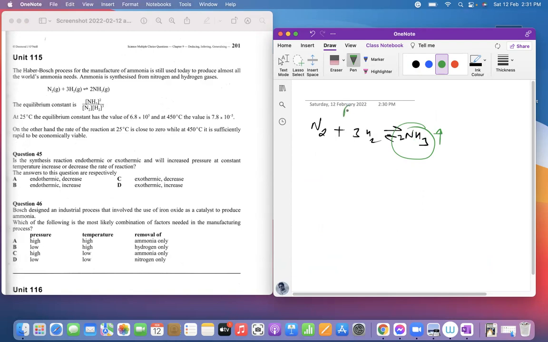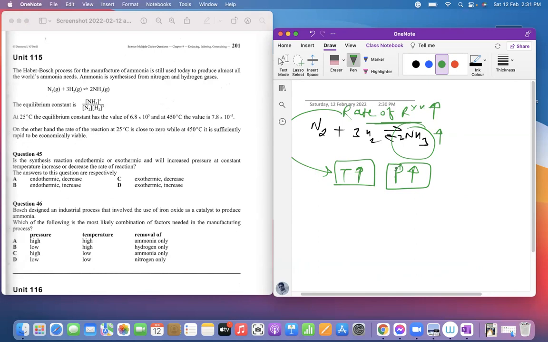So it means the rate of reaction should be better, the rate of reaction should be high. And the rate of reaction will be high if you have high temperature and high pressure. It means it will increase the rate of reaction, and if it increases the rate of reaction, the formation of ammonia will be higher in amount.